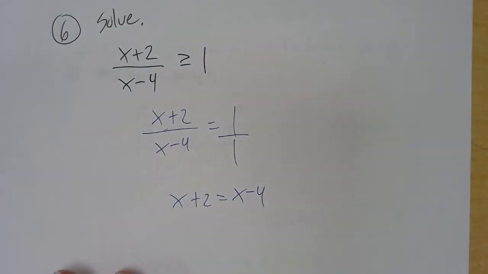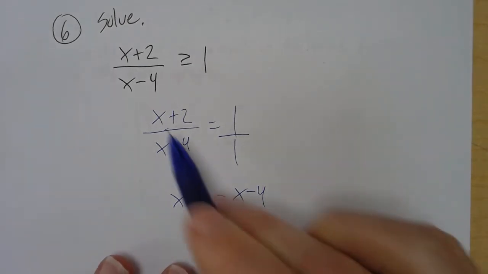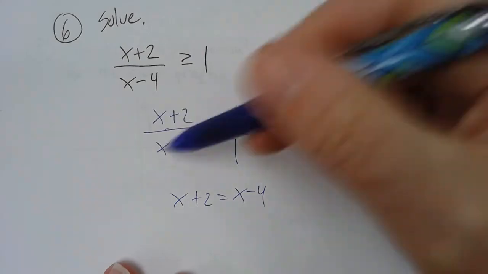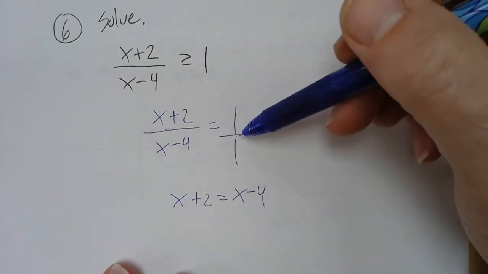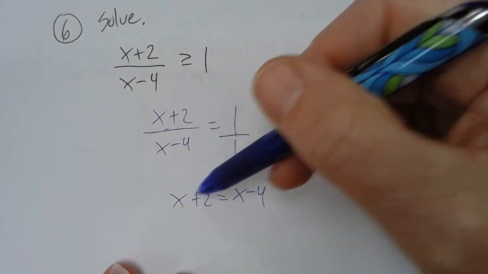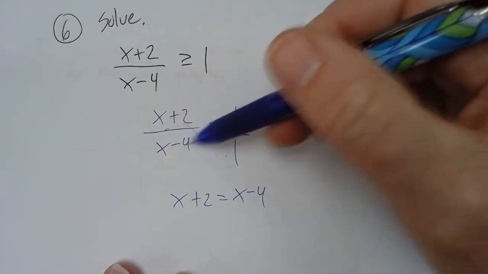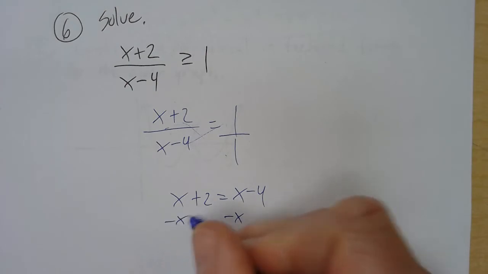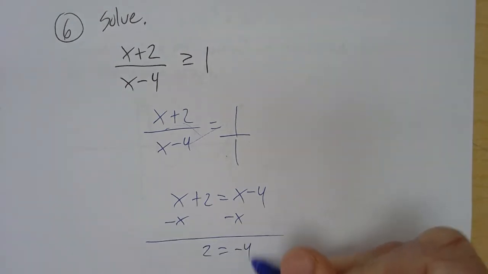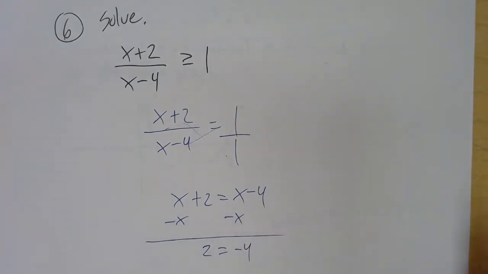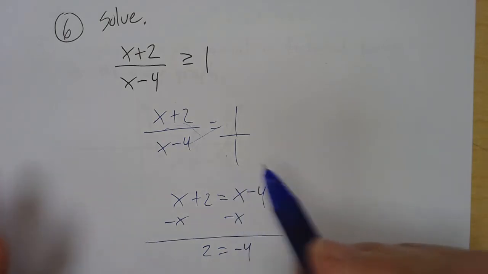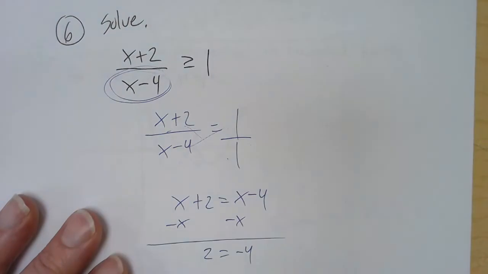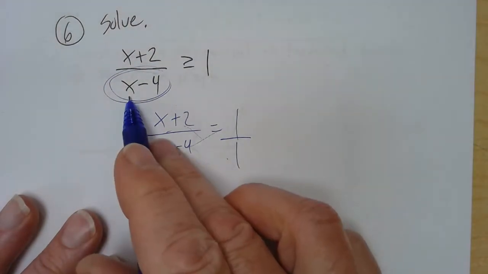So these are the places where we cross multiply, and basically this would be equal to this when we cross multiply because 1 over 1 makes the proportion. Subtract x over, we get 2 is equal to -4. Well, there's no solution to that. So that means there's only one interesting point, and that's where you divide by 0, where it blows up, and that would be at 4.